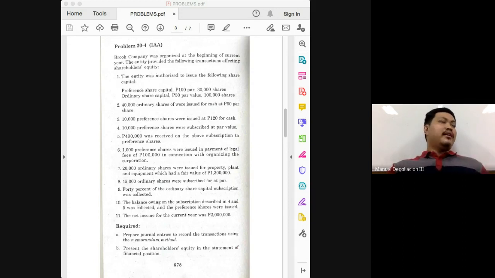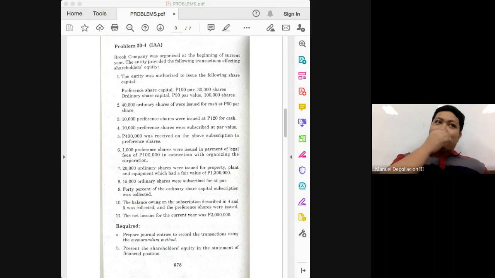When will it be a credit to ordinary share capital? Very obvious, if the shares that are being issued are ordinary shares. When will the credit be preference share capital? If the shares that are being issued are your preference shares. And what shares are being issued in number two, class? Ordinary shares. And we know then that the credit would be to our ordinary share capital.